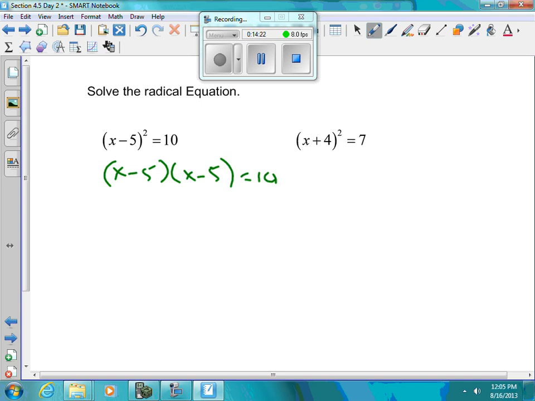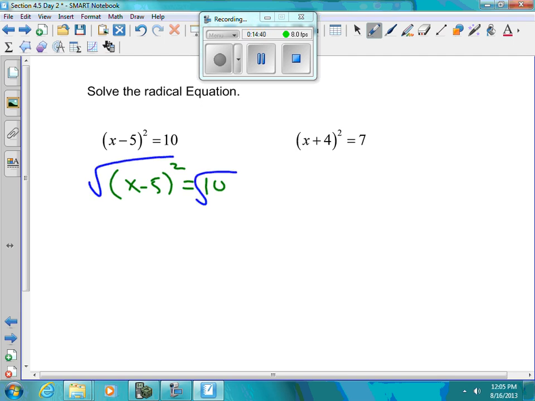Could you do that? Yes, you can. That would work. That's fine. If you really like factoring, do that. I am not going to do it that way, however, because we have this new tool. When it's a perfect square like this, we can use solving by square roots. So that's what I'm going to do. I square root both sides.